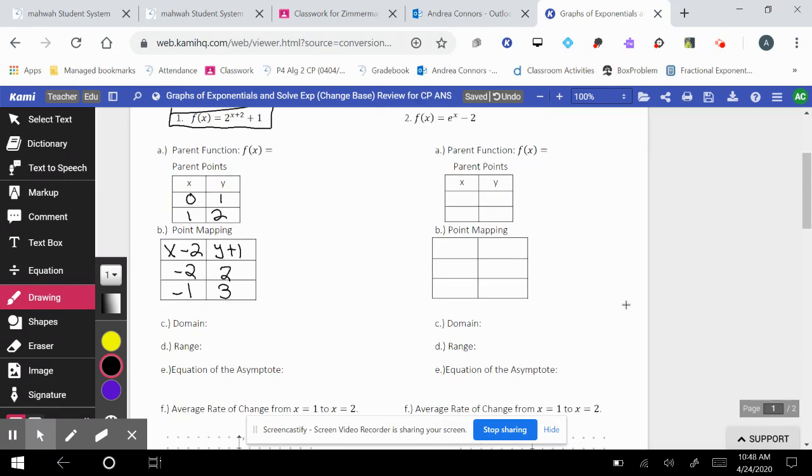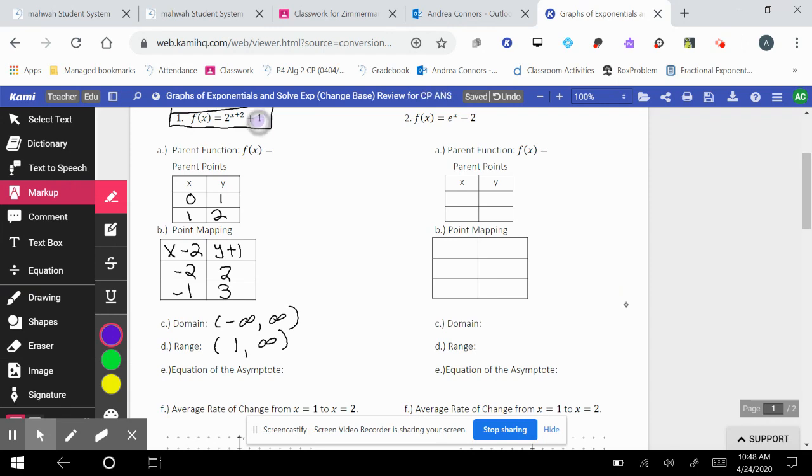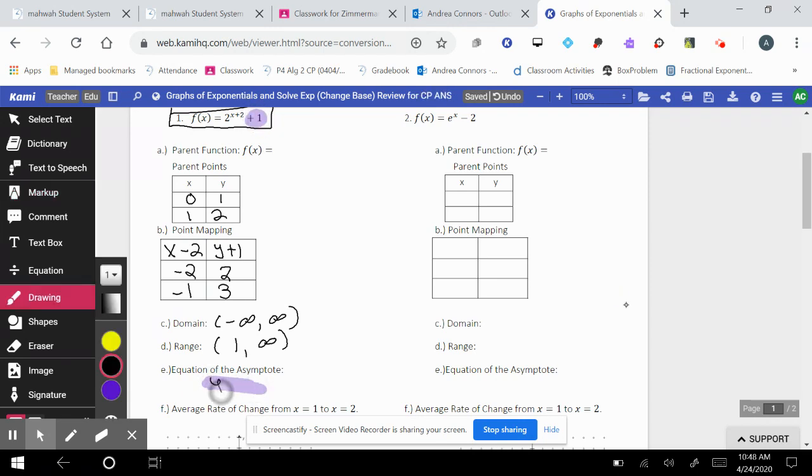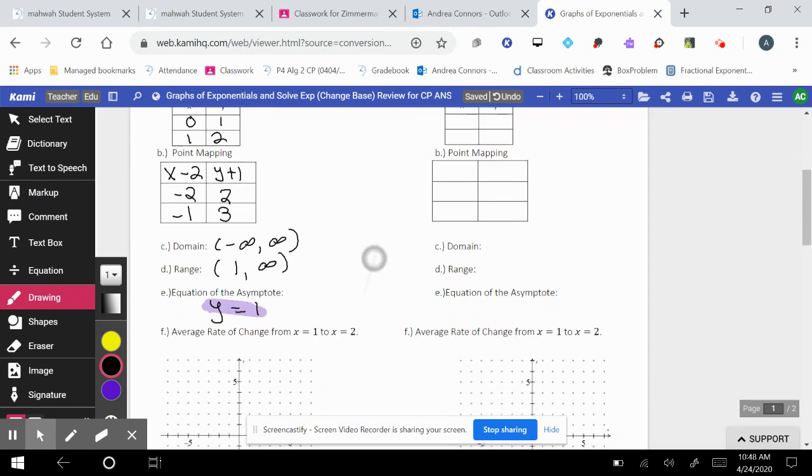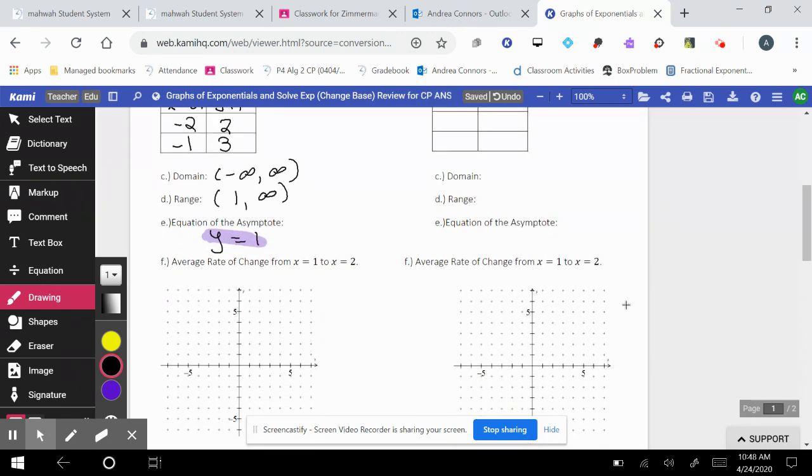Your domain for all real exponential functions is all real numbers, and your range is from the asymptote to infinity. And your asymptote, remember, is always going to be what it's equal to, and it's always y equals. So y equals positive 1. I'm going to do this first. So positive 1 is my asymptote, and then I'm going to plot my points, (negative 2, 2) and (negative 1, 3).